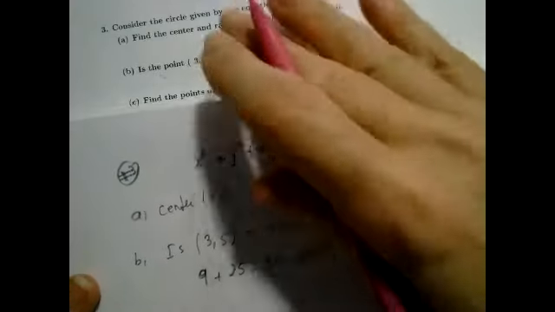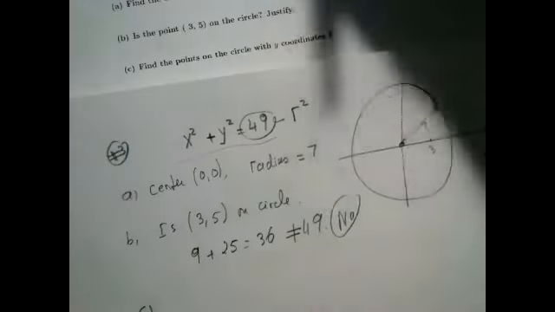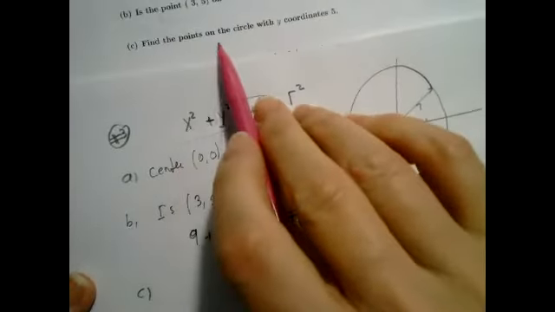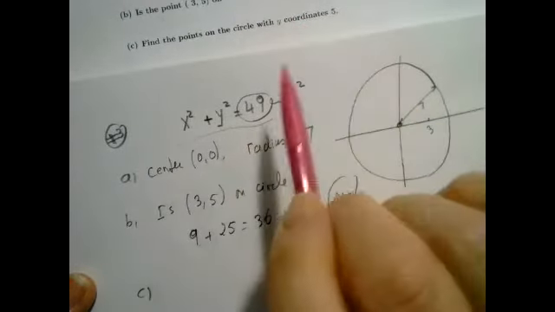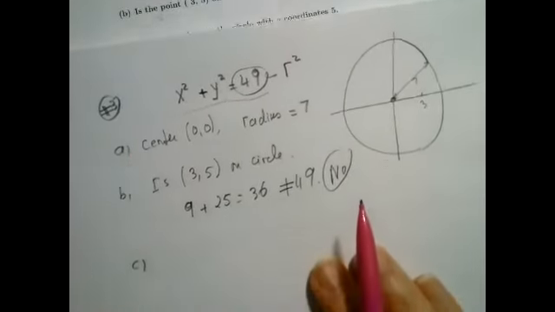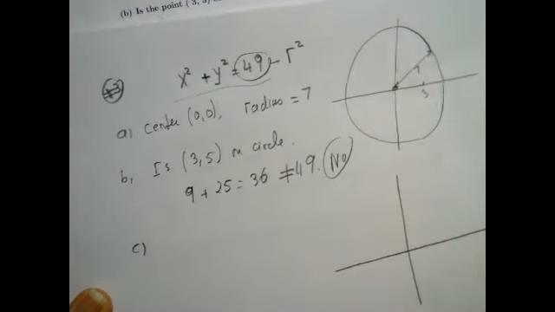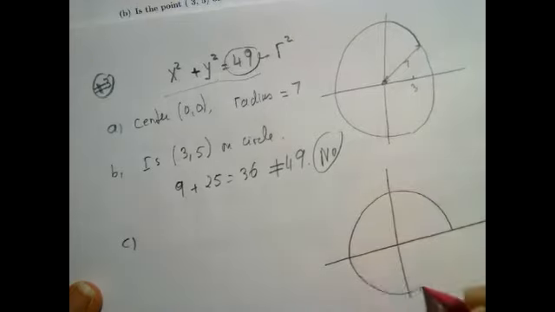Okay. Now part C. Part C is the following. Find the points on the circle with y coordinate 5. I'm going to read it two times and I want you to interact with me. What am I asking for? This is my circle with radius 7.